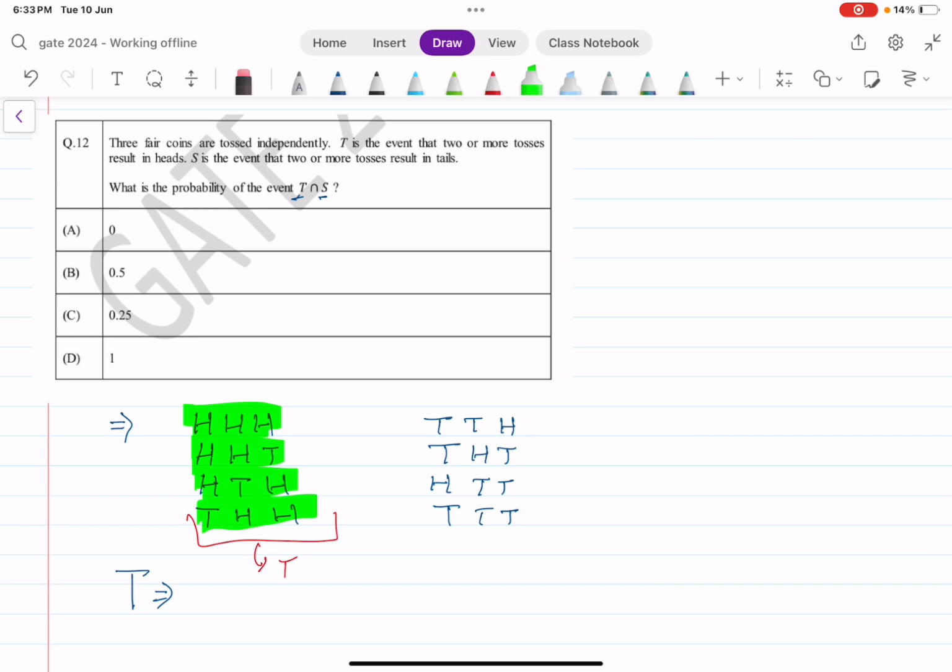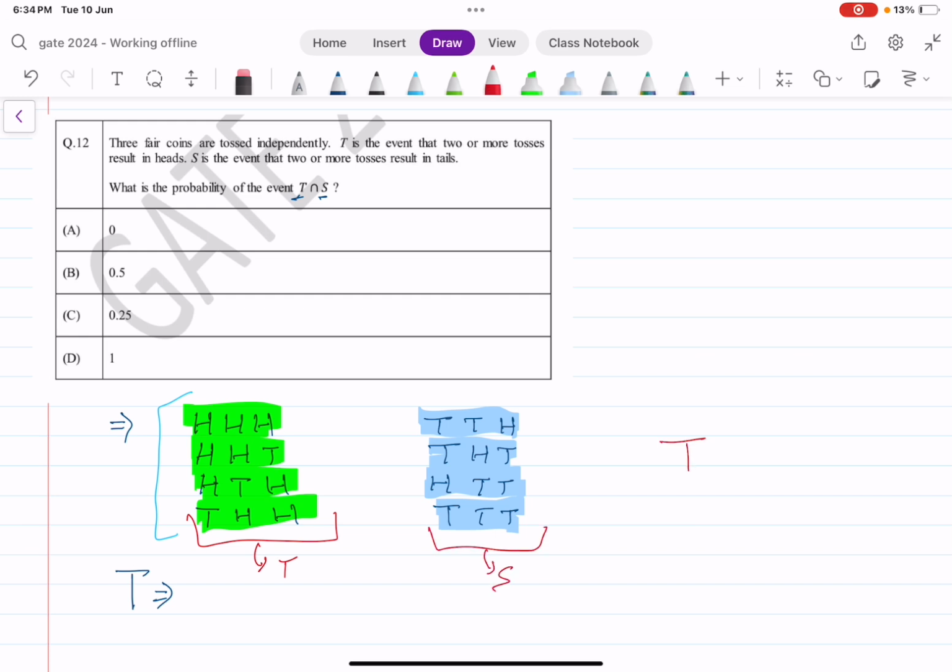Now what is S? Two or more tosses result in tails. If we see in these outcomes, there is no outcome where two or more tosses result in tails. Which of these outcomes is where this happens? Here. So here are two tails, two tails, and more than two tails. So this is our S.